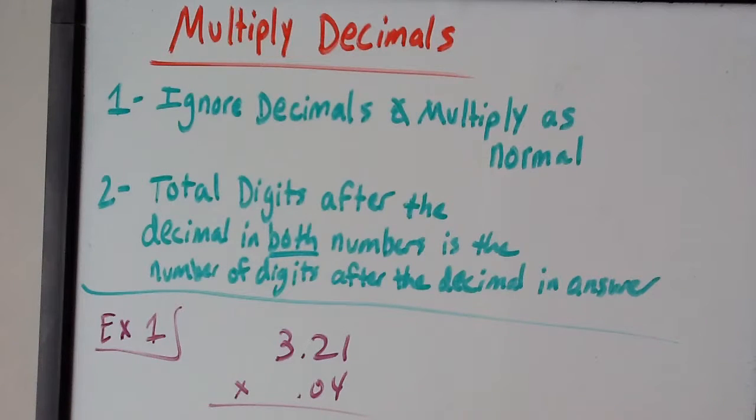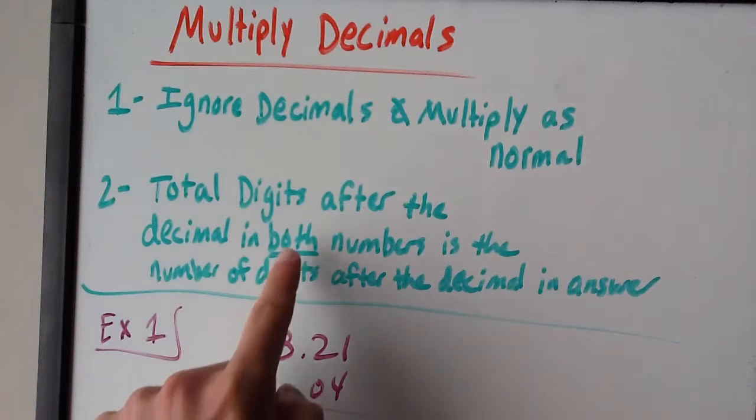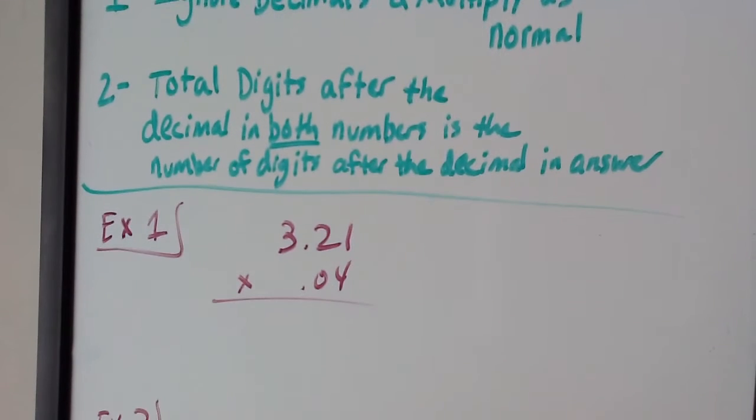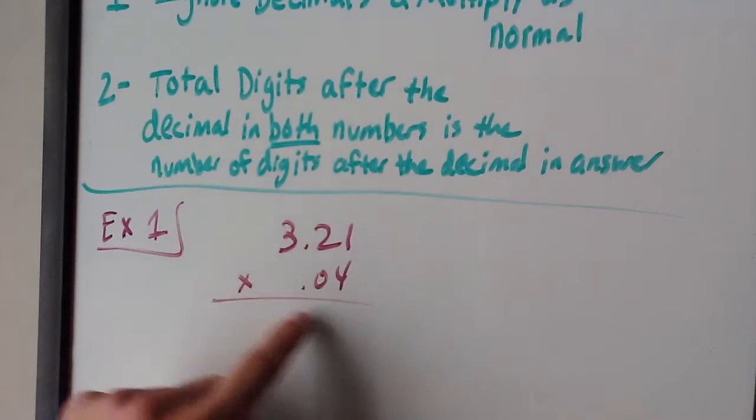Number one, you're going to ignore the decimals and multiply as normal. And then number two, the total digits after the decimal in both numbers is the number of digits after the decimal in your answer. So example number one, we have 3.21 times 0.04, or 3 and 21 hundredths times 4 hundredths.